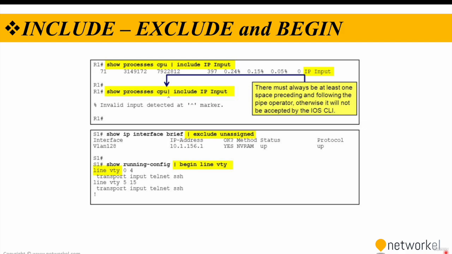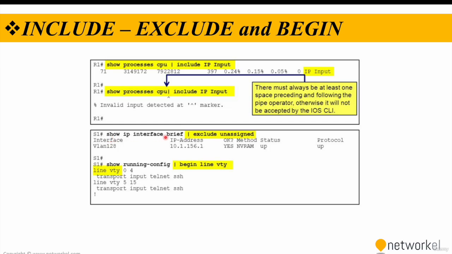For example, in router 1, I'm able to see there are some filtering commands implemented. For example, show process CPU, pipe include IP input. And the output is showing only the lines including the IP input string. You don't see anything else. If there is no IP input in this output, it won't be showing up. I have another command in here.